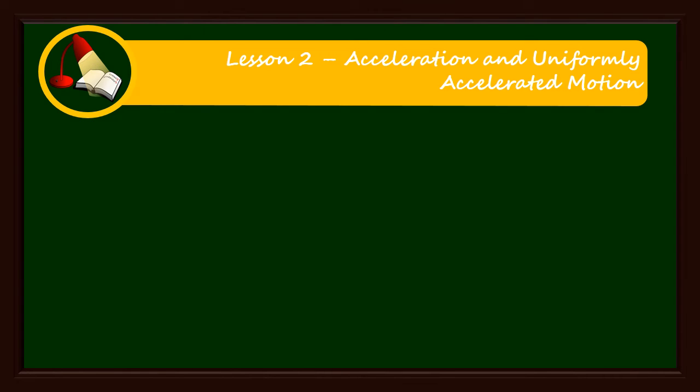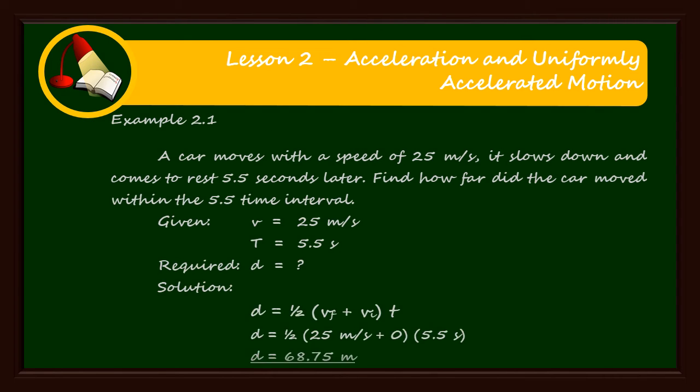Now that you are already guided, let us solve problems starting from example 1. A car moves with a speed of 25 meters per second. It slows down and comes to rest 5.5 seconds later. Find how far did the car move within the 5.5 second time interval.